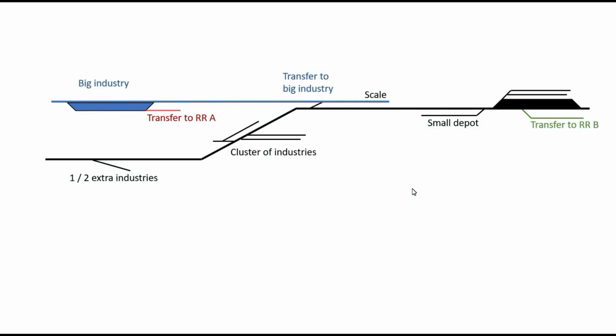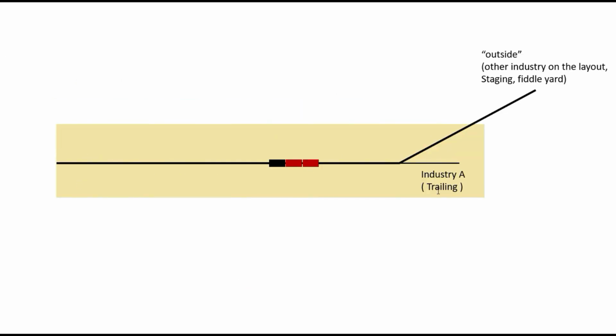So let's get started with the basics. Here you see a schematic of a railroad, and let's chop this down into pieces and see how you can build something like this. This one is fairly complex, so let's start with something easier. Right here, it's one line with one industry.